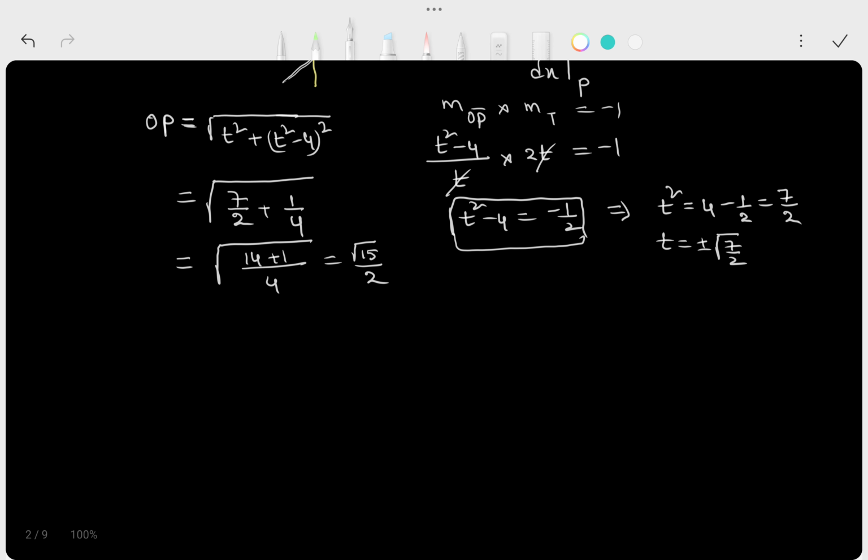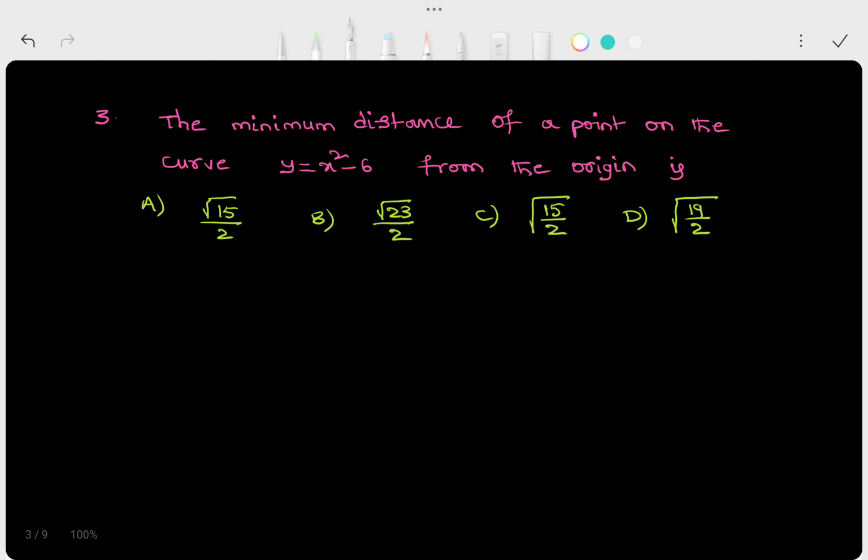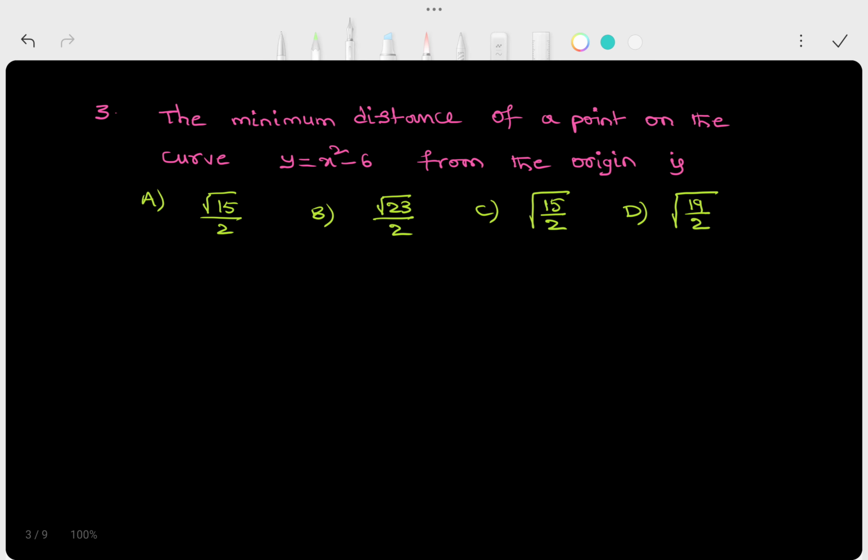Now one more question we'll discuss. See, what is that one more question? Minimum distance of a point on the curve from the origin, same model. So here we have to take the diagram, what is the diagram? This one will be a parabola. It opens upward. What is the vertex of this one? This is the vertex. So you know this point will be equal to 0 comma minus 6.